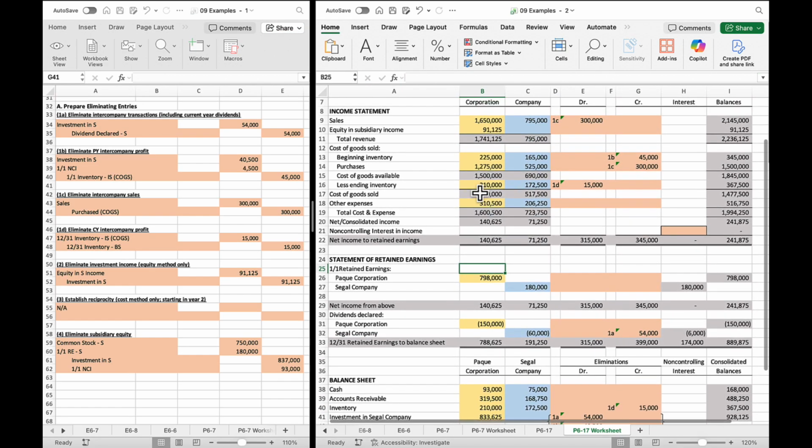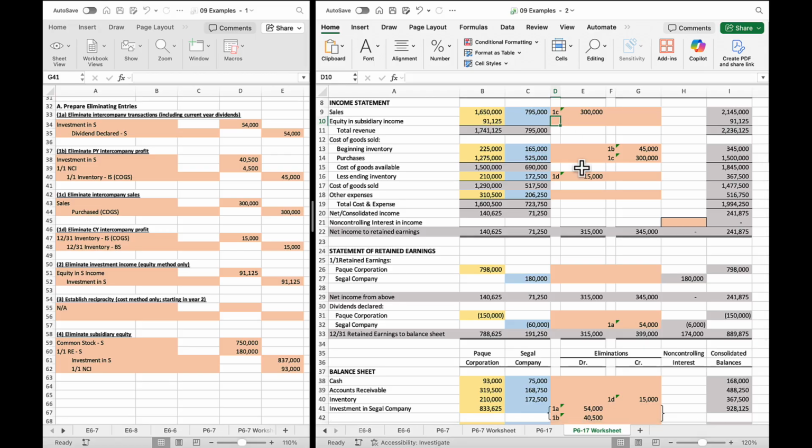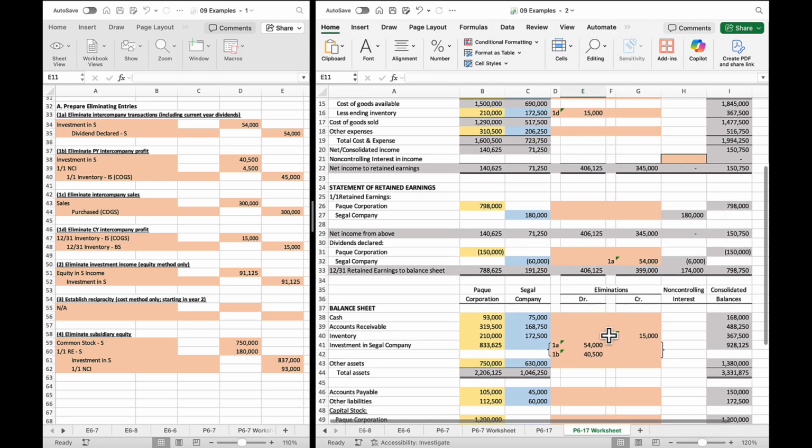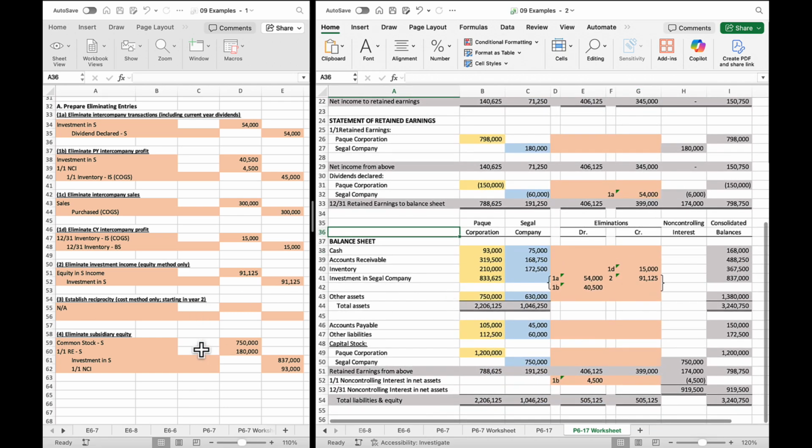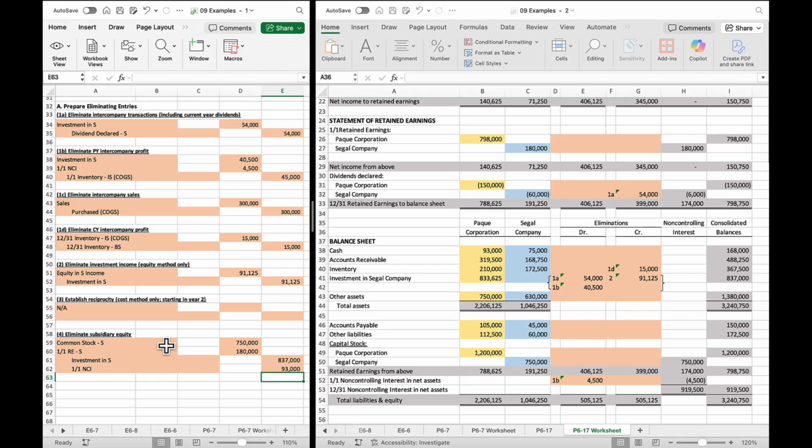Next, we're going to eliminate our equity income, which is on line 10. So we are going to debit for $91,125. Then we're going to head back down to investment in S, and this time we're going to credit investment in S on line 41 for $91,125. We don't have to establish reciprocity for this one, so last thing we have to do is eliminate our subsidiary equity.